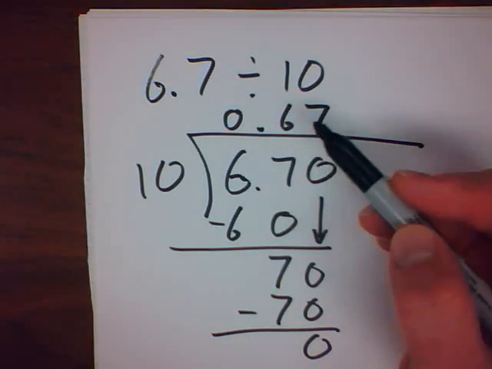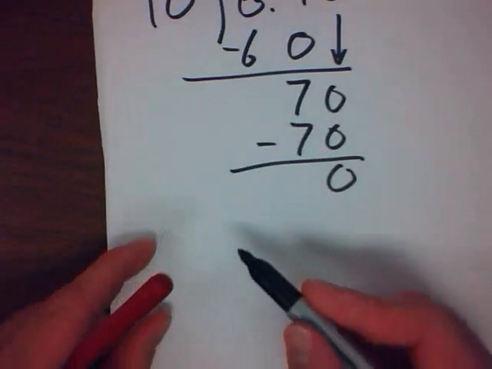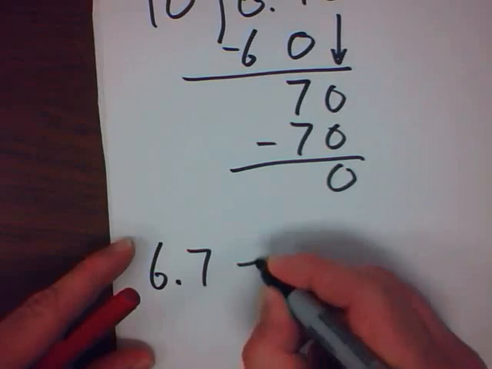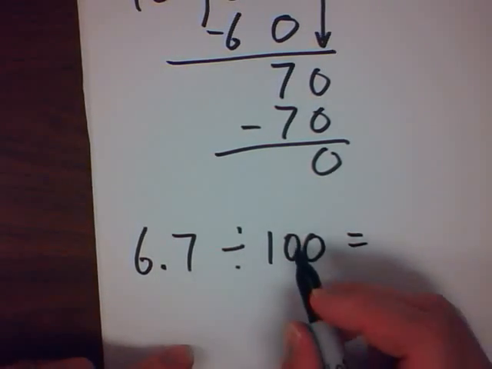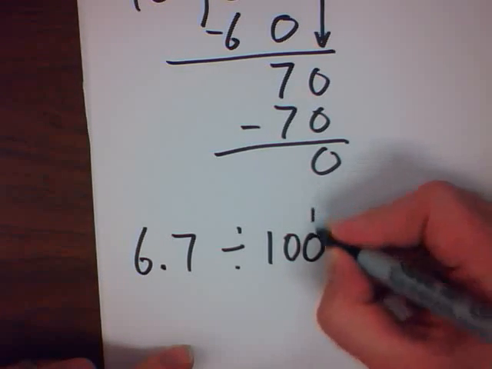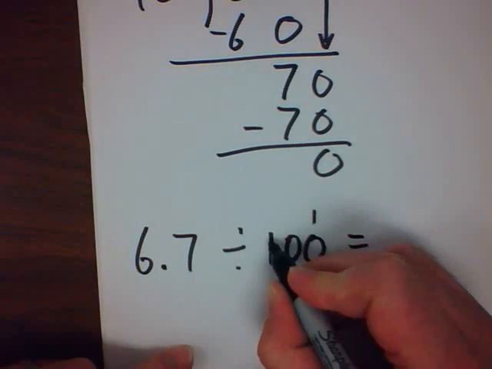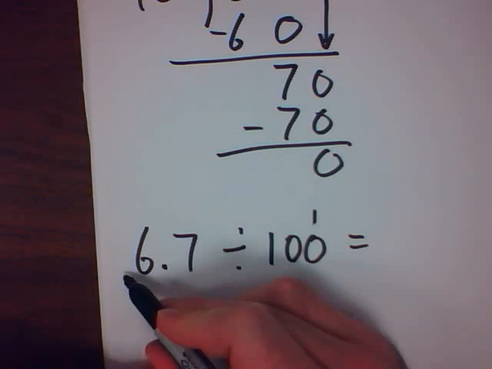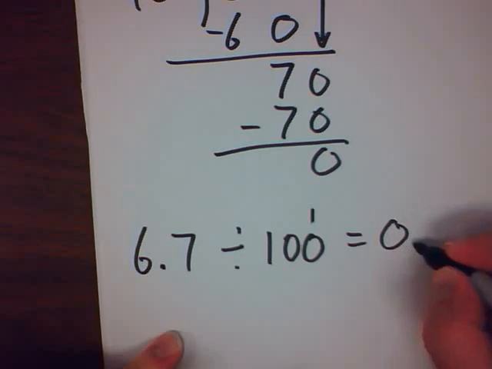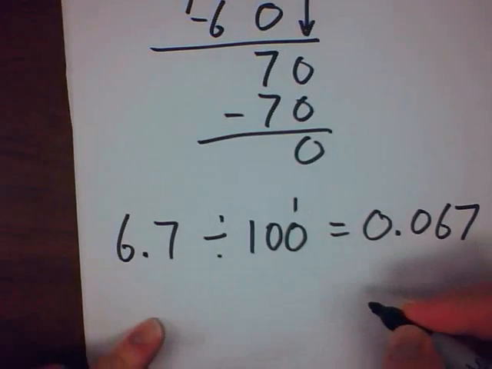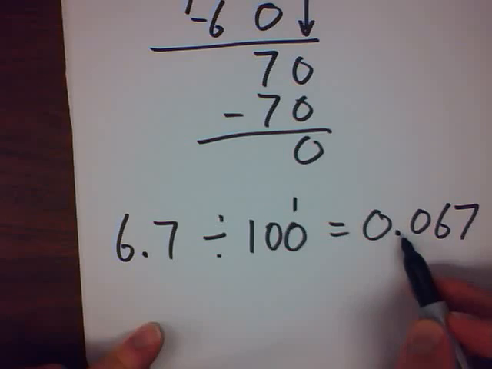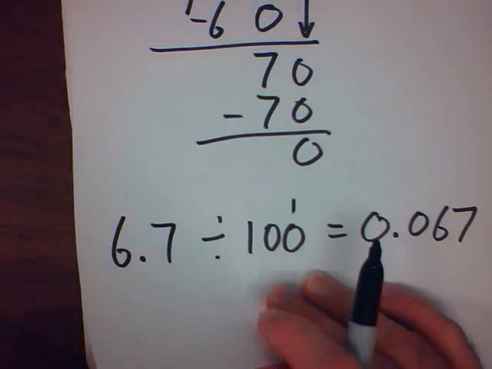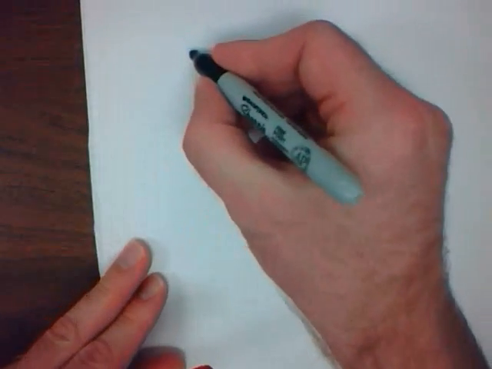I can again apply the same process. 6.7 divided by 100. I'm going to move it a bunch of place values. Now how many? This one doesn't count because it's the ones, so I never count this one. I'm counting 1, 2 place values. This decimal is going to go 1, 2 spaces over, and it would look like this. The original decimal was here, and it went 1, 2.